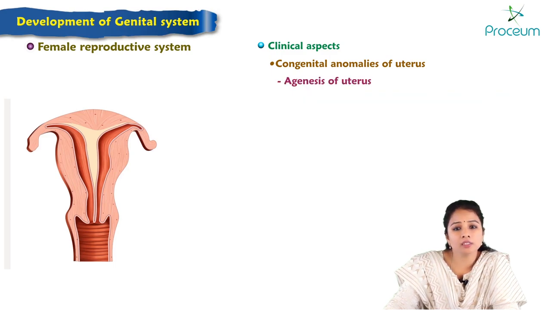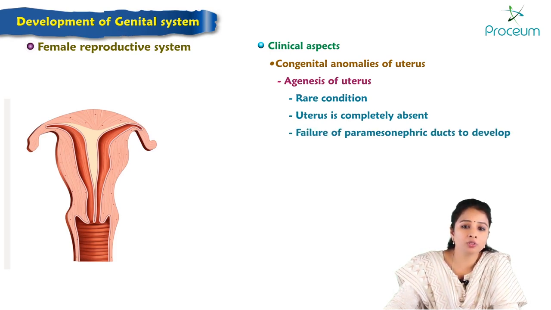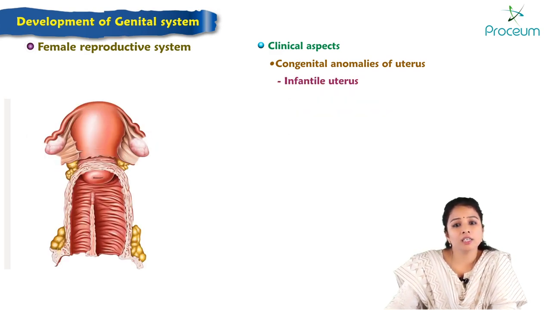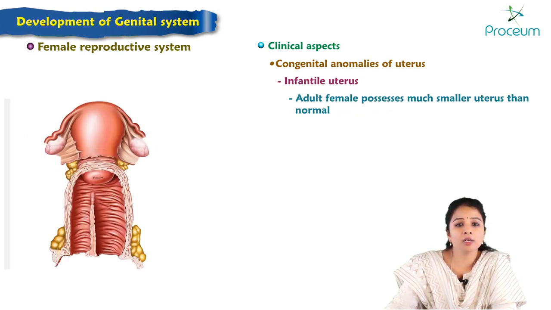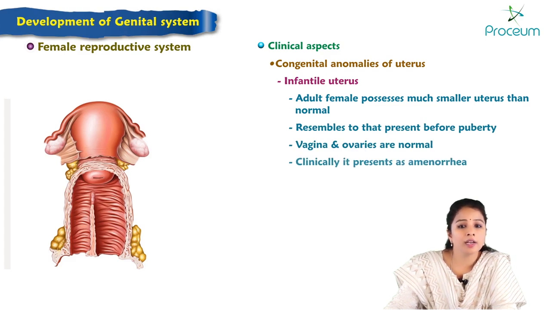Next, about the agenesis of uterus. It is a rare condition in which the uterus is completely absent, and it occurs due to the failure of the paramesonephric ducts to develop. Infantile uterus. It is a clinical condition in which the adult female possesses a much smaller uterus than normal. The infantile uterus resembles that present before puberty. The vagina and the ovaries are normal, and clinically it presents as amenorrhea.